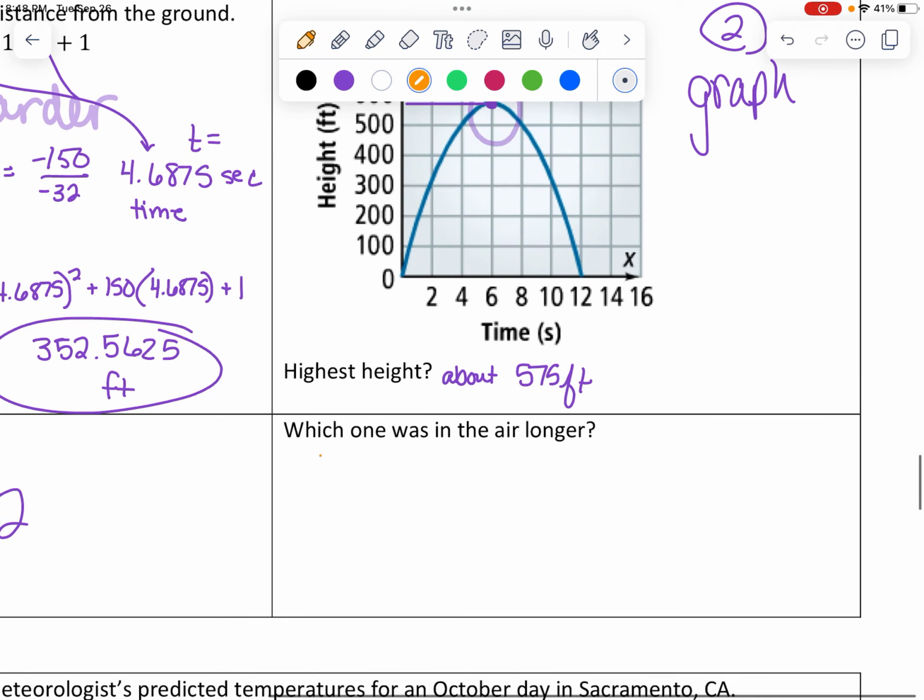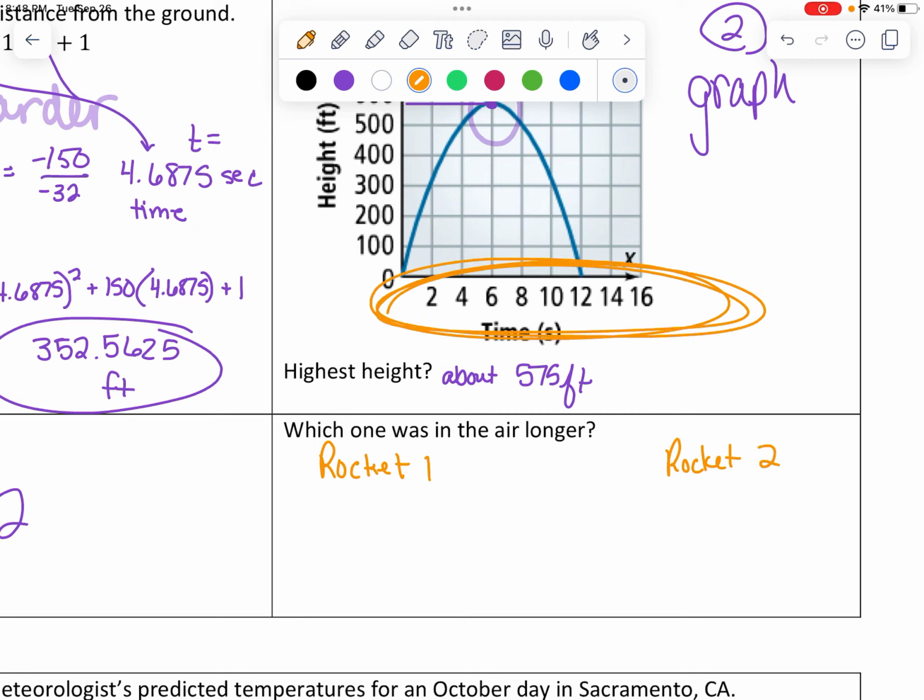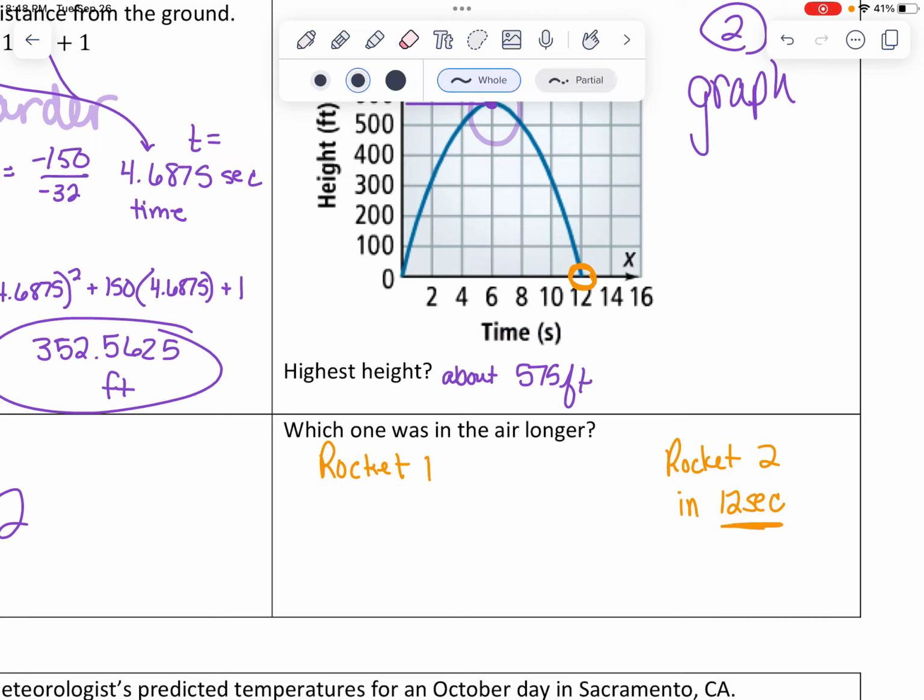So I'm just going to write rocket 1, and I'll write rocket 2. And rocket 2 is easier because you have a picture. See this time right here? Rocket 2 landed on the ground in 12 seconds. So it was in the air for 12 seconds, okay? Because we can see that that's when it lands. And we can see it lands because that's when it reaches 0.